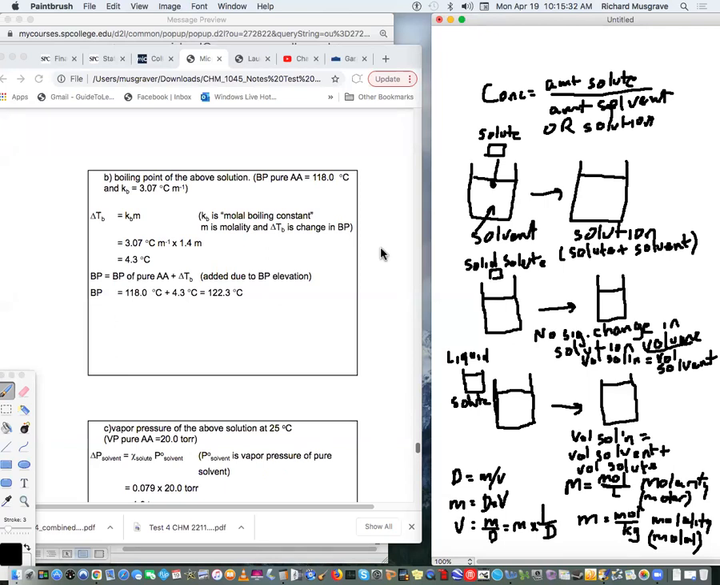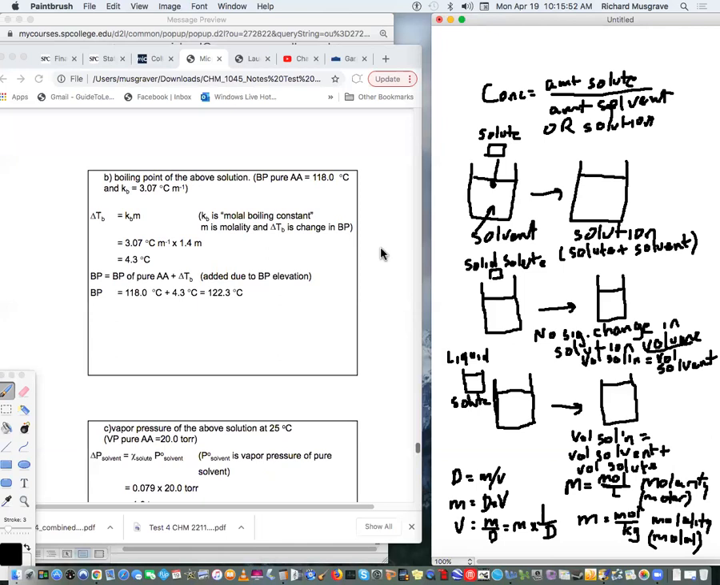So if you think you'd have trouble remembering freezing point depression and boiling point elevation, one thing you can do is say, well, a lot of people get depressed when it's cold, so you can say freezing point depression. And they get excited when it's hot, so it's a boiling point elevation.